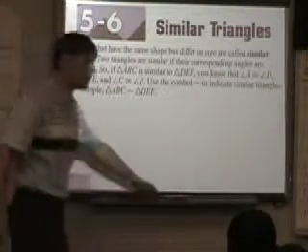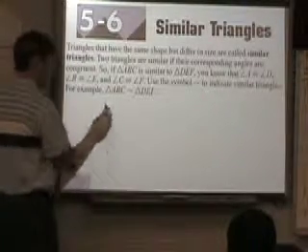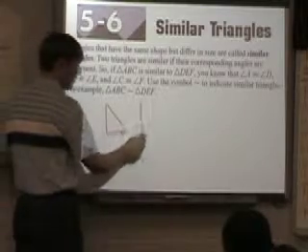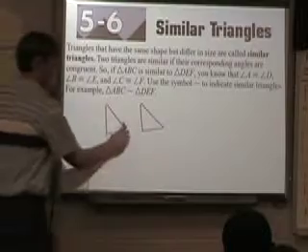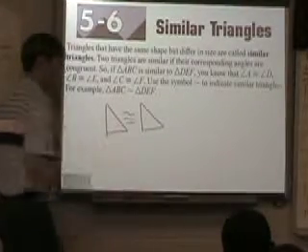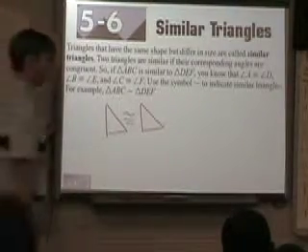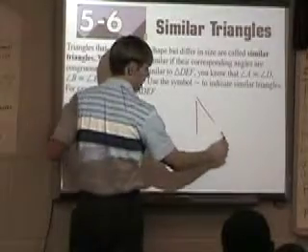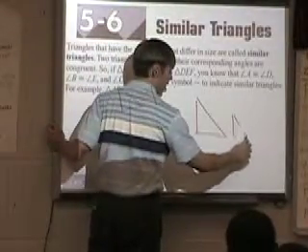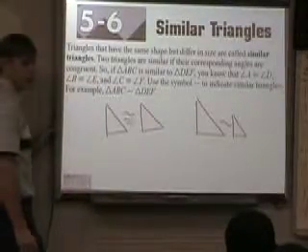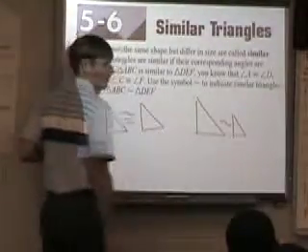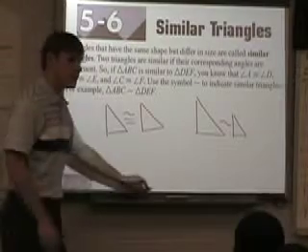Okay, so yesterday we learned congruent triangles had the same shape and the same size. Right? So those would be congruent triangles. And remember, this is the sign for congruent. Now today we're going to talk about triangles that have the same shape but different size, making them similar. These two triangles are not congruent, but they are similar.